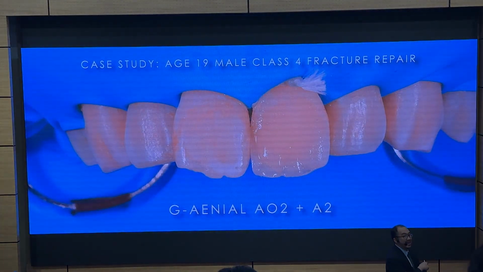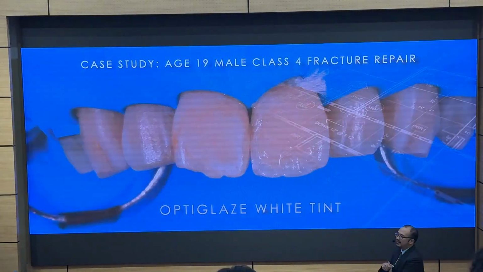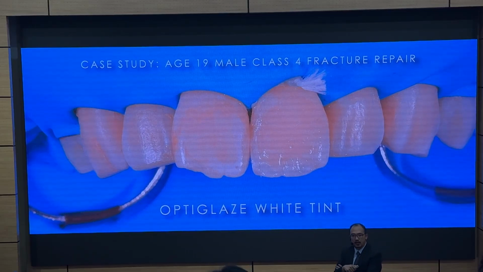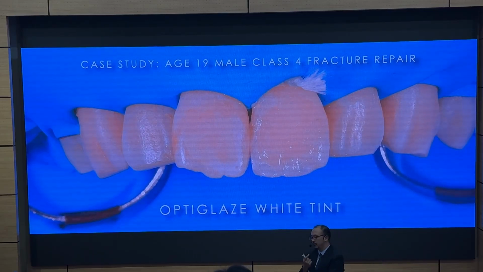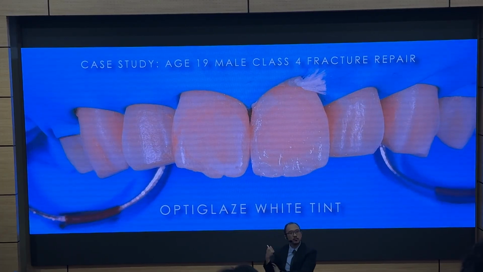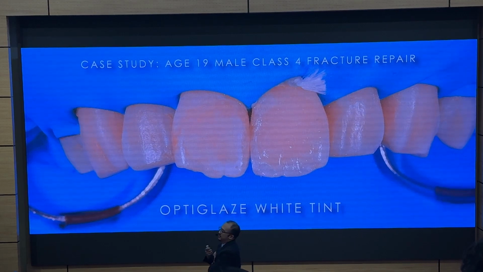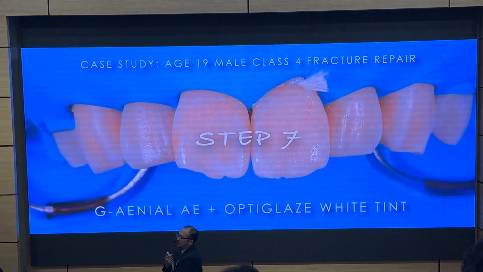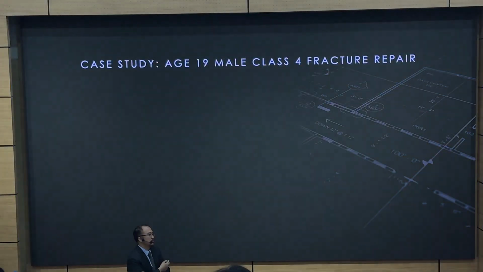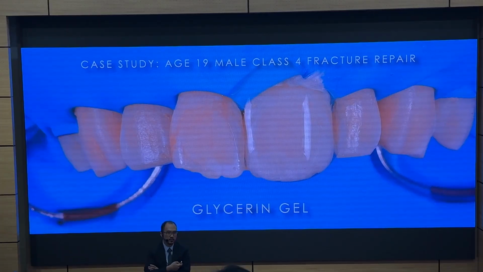For this case, I used A02 and A2. I added some tints for 2 reasons, because this was a young patient with some hyperplasia. The second reason is because I know I'm using this for lecture, so I have to show off a little bit. Then we added the final layer on top, which is the AE. And I covered the glycerin. I'll explain why glycerin is important later on.